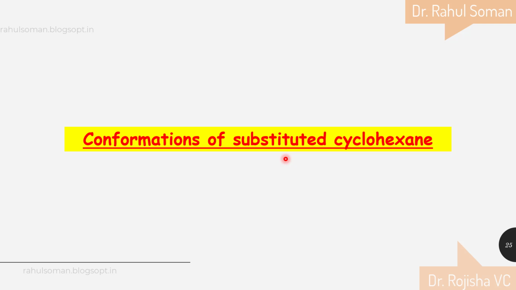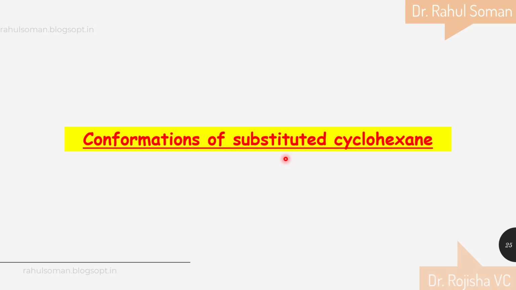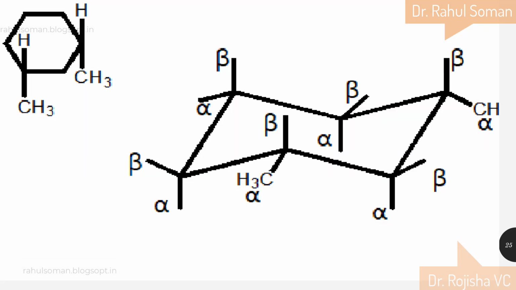Before going to substituted cyclohexane, another type of naming is there: alpha and beta bonds. Alpha bonds always point downwards, and beta bonds always point upwards. Those substituents on cyclohexane that point downwards are alpha bonds, and those projecting upwards are beta bonds. That should be fixed in your mind before entering disubstitution.